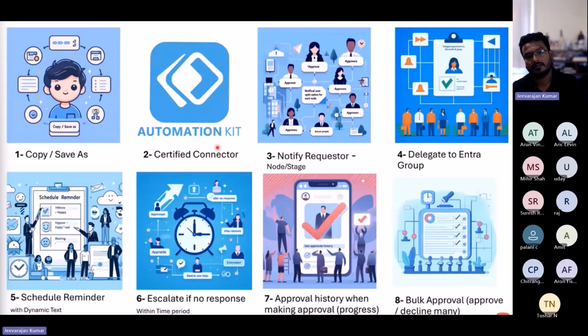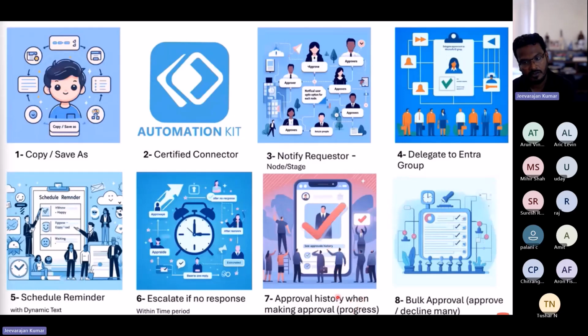And then also making the approval automation kit a certified connector, and notifying the requester whenever there's a change like approval or rejection. Right now, the requester doesn't have any insight, and that's something the team is working on. And also, if I'm not wrong, the delegation to group at the AAD level, which I was talking about with the Office 365 integration. One of them is that, and then scheduled reminders, escalation if there's no response, and approval history when making an approval in progress.